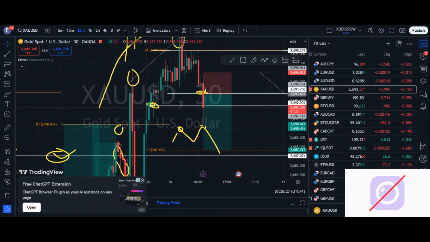Now, going forward, let's take a look at what is happening to the United States dollar.